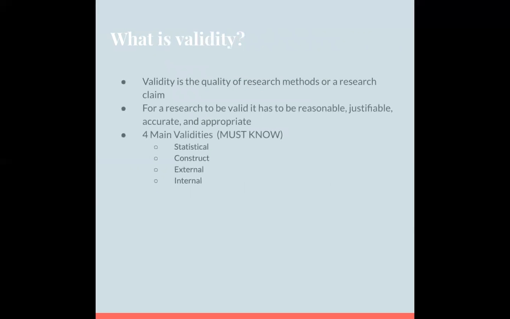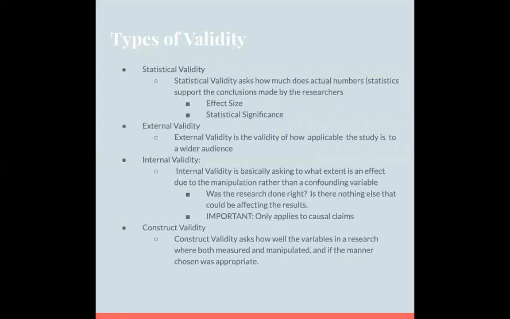Lastly, we'll go over validity. Validity is the quality of research methods or a research claim. The types of validities are statistical, construct, external, and internal validities. Statistical validity asks how much do actual numbers, aka statistics, support the conclusions made by the researchers. Remember from Psych 11 that effect size is the strength of the measured phenomenon, and statistical significance is how likely the observed results are due to chance. These two terms will show up a lot when analyzing statistical validity.